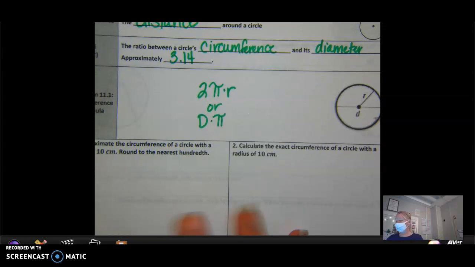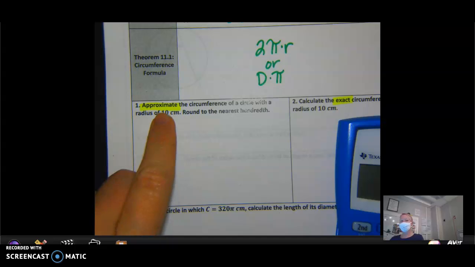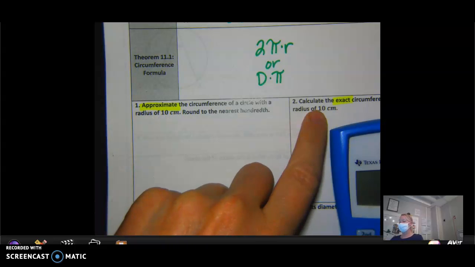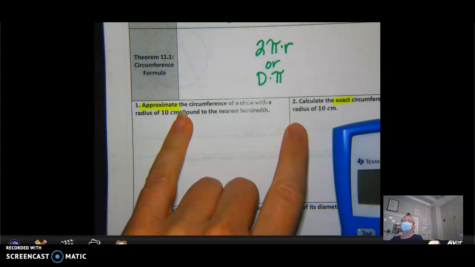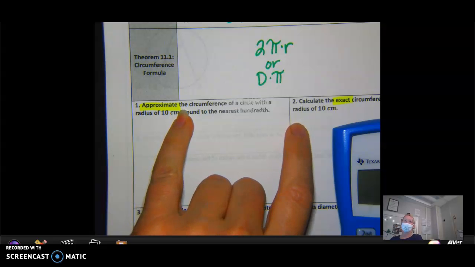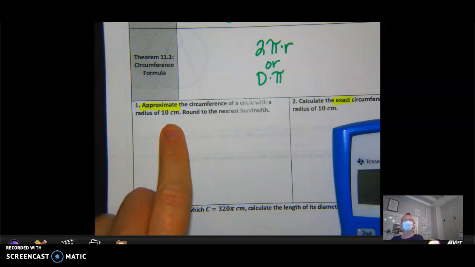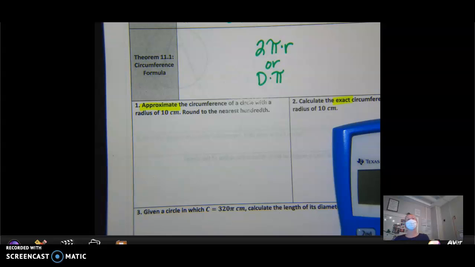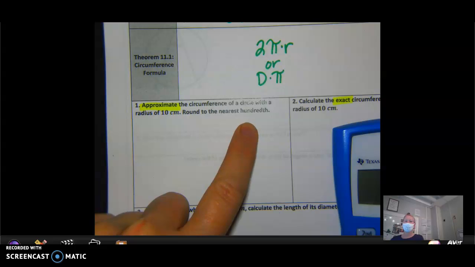Go ahead and try number 1 and number 2 on your own real quick. The first one says to approximate the circumference. The second one says to calculate the exact. Those are two different methods that we're going to use to calculate the circumference. When it says approximate, they're expecting that you're going to get a decimal answer, and they will typically tell you how to round it. In this case, they told you the nearest hundredth.